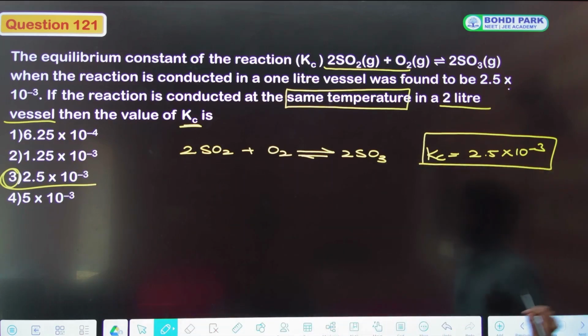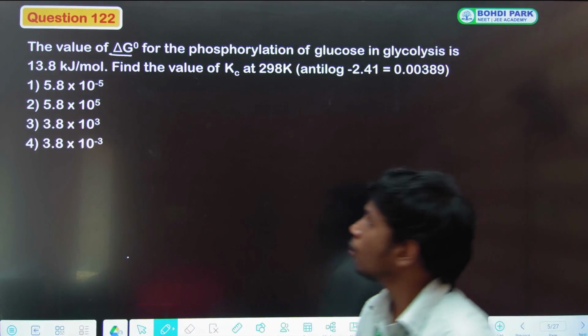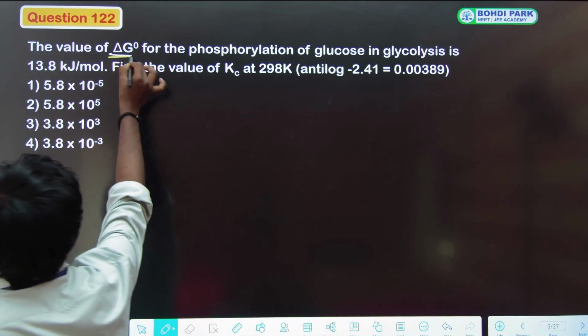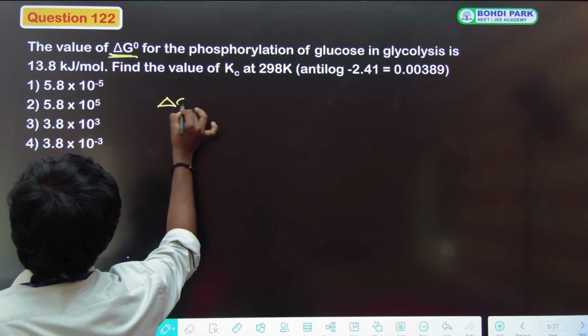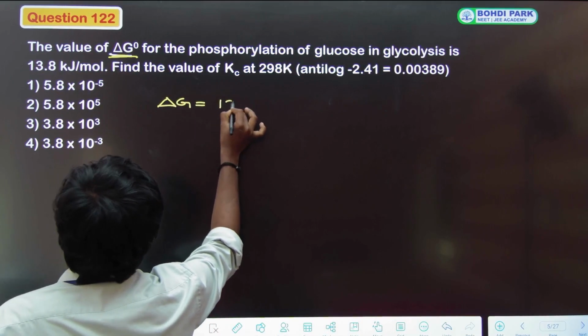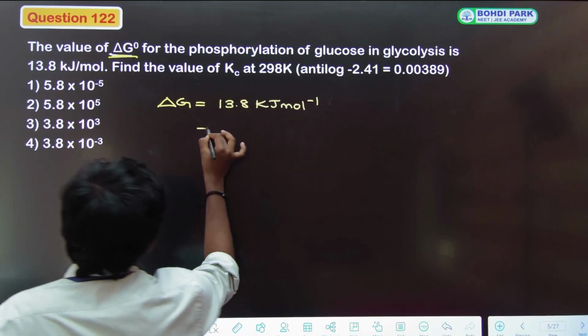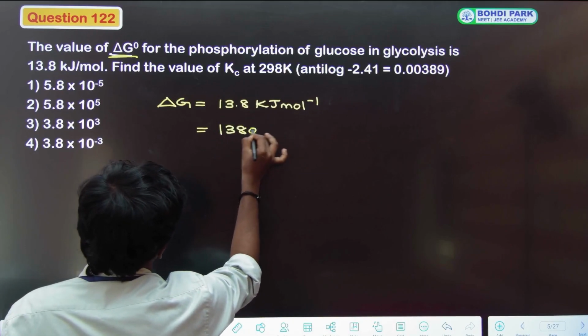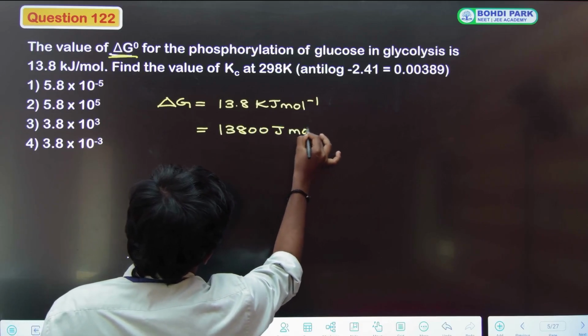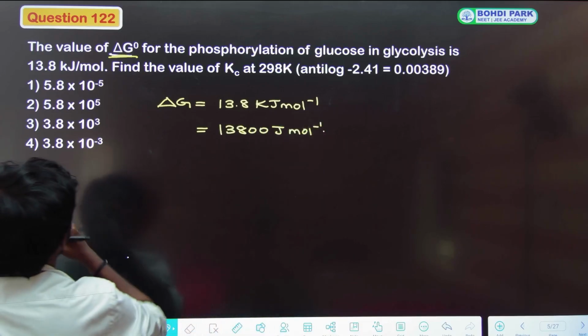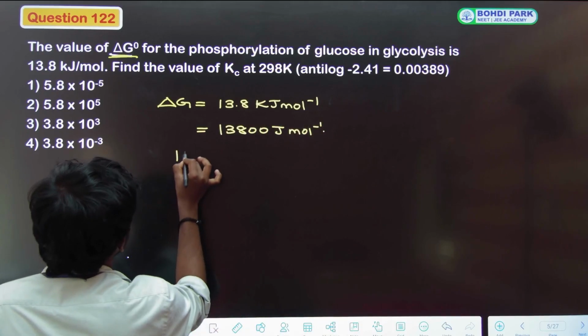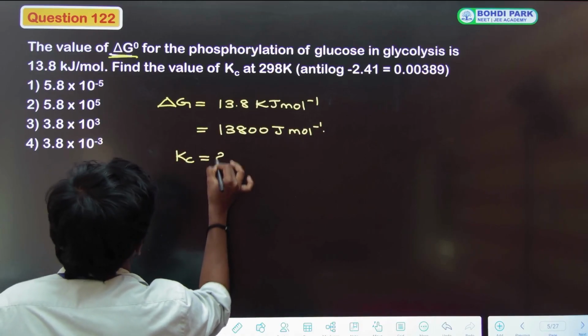Okay, we are moving to the next question. The value of delta G is given. எவ்வளவு கொடுத்திருக்காங்க? Delta G is equal to 13.8 kilojoule mole inverse கொடுத்திருக்காங்க. That is 13,800 joule per mole. Okay, என்ன கூட கேக்குறாங்க? Kc யோட வேல்யூ எவ்வளவு கேக்குறாங்க.